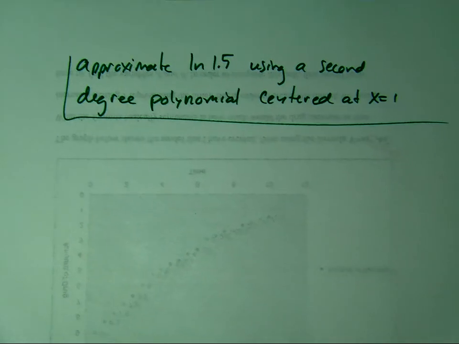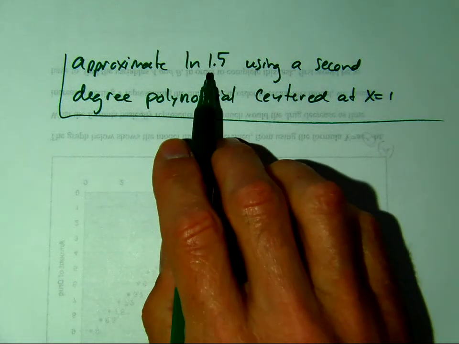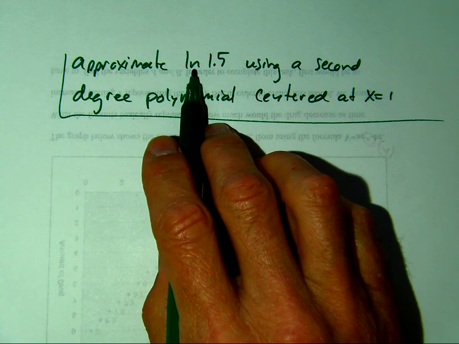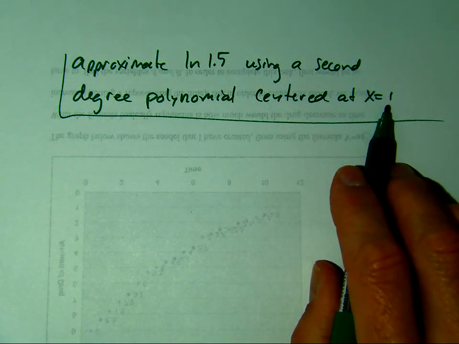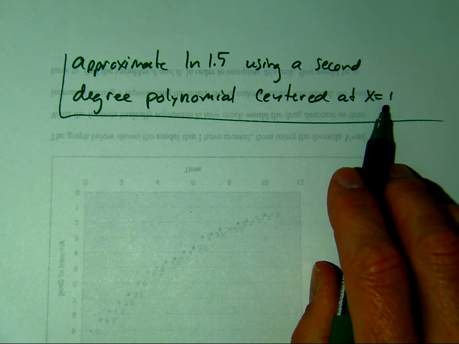All right. We are approximating natural log of 1.5, so we want to center the polynomial close to 1.5. Pause the video and try that one.